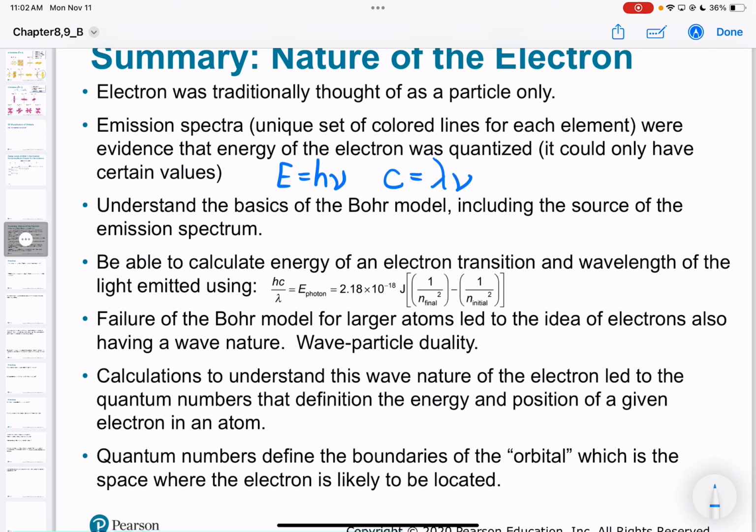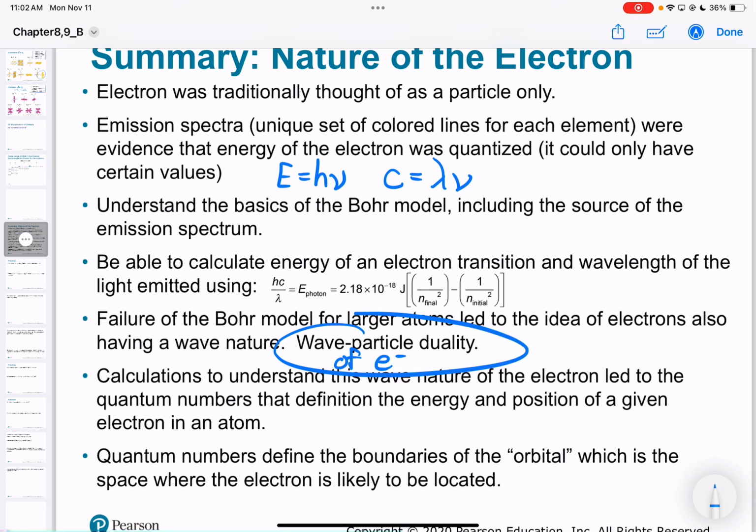So there has been this storyline going throughout this chapter. The key point that we come to is the fact that the electron started to be modeled not only as having particle-like character, but as having wave character as well, okay? So this is the wave-particle duality of the electron.